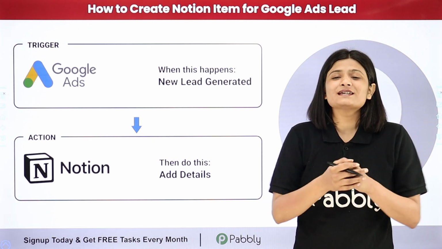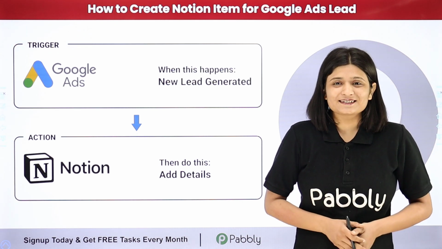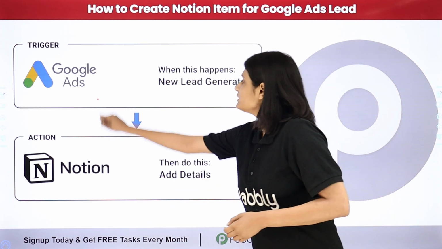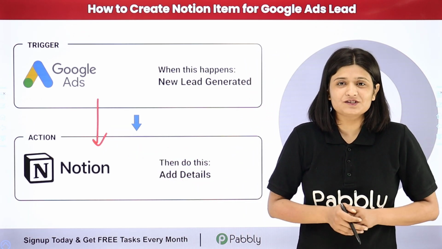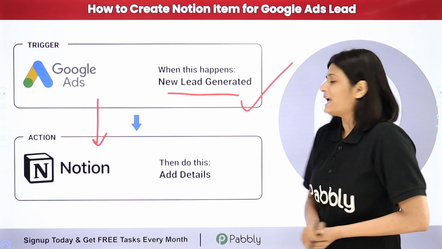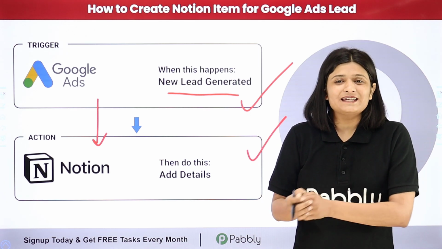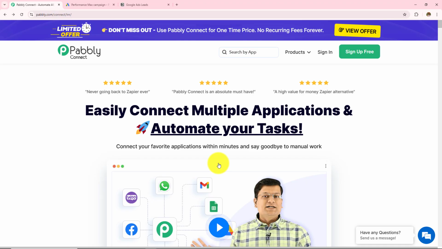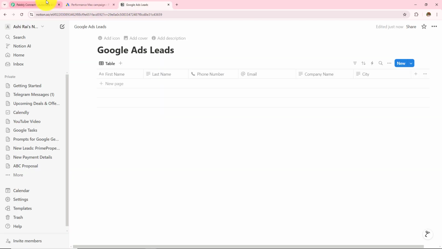So Pabbly Connect is an amazing automation and integration software which requires no coding or programming skills. Here I just need to build connection between Google Ads and Notion. With the help of Pabbly Connect, I am going to build this connection in such a way that whenever I receive a new lead in my Google Ads, it will be automatically added to my Notion database. Now if you want to learn this amazing automation step by step, then let me take you all to my screen. In this video, we are going to learn how to create Notion item for Google Ads leads. For this, we are going to create automation between Google Ads leads and Notion with the help of Pabbly Connect.